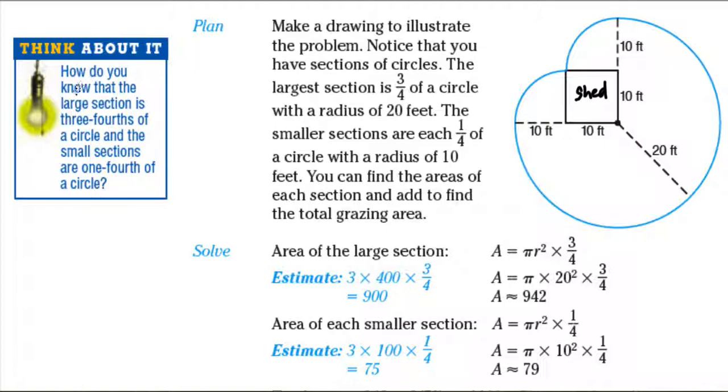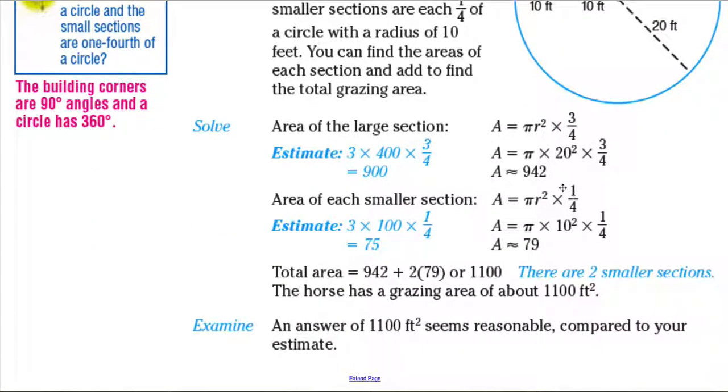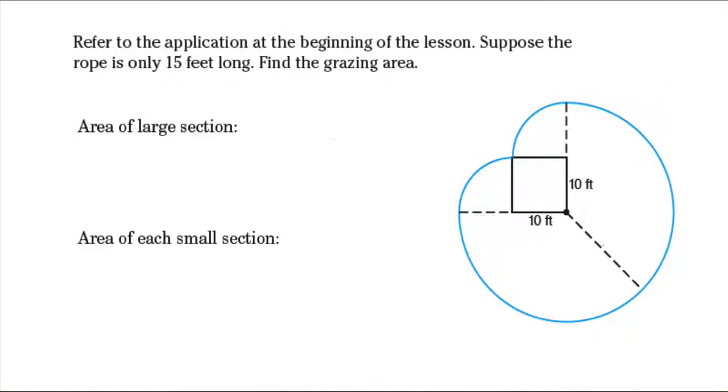Now let's take a look at this, think about it. How do you know that the large section is 3/4 of a circle and the small sections are 1/4 of a circle? That's a question you should be asking yourself. Basically, the answer is the building corners are 90 degrees right there, and the circle has 360 degrees. So if this is 90 degrees right here, that means 1/4 of the circle is missing from this 3/4. And that's how you know that you have 3/4 of a circle. So that's how you do that example with Harry. And let's take a look at additional examples in the guided practice.